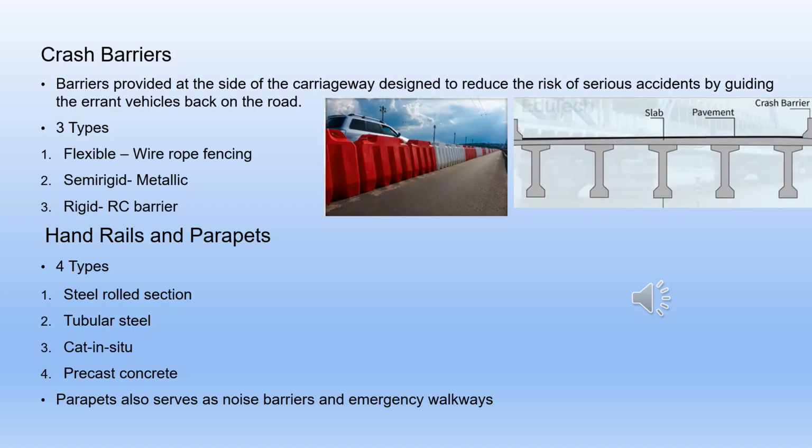Handrails and parapets. The bridge railings or parapets shall include the portion of the structure erected on and above the curb or deck for the protection of pedestrians or cyclists from falling over. Rails or parapets may be provided separately or in combination, where railings are attached on top of the parapets. A parapet may be of the following types: steel rolled section, tubular steel, cast in situ concrete, and precast concrete.